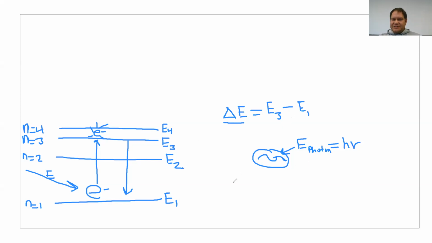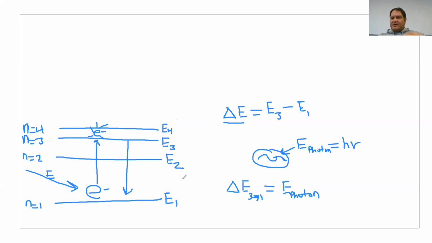Well, it turns out that the change in energy between going from 3 to 1, that's an arrow going from 3 to 1, that change in energy is equal to the energy of the emitted photon. The photon. So what I'm saying is that in order for the electron to go from energy level 3 to energy level 1, it must emit energy, the quantity of energy in a photon that's equal to the change in energy between the different levels, between level 3 and level 1 in this case.